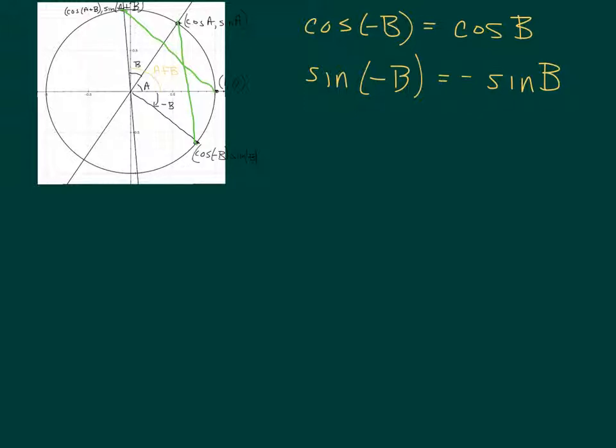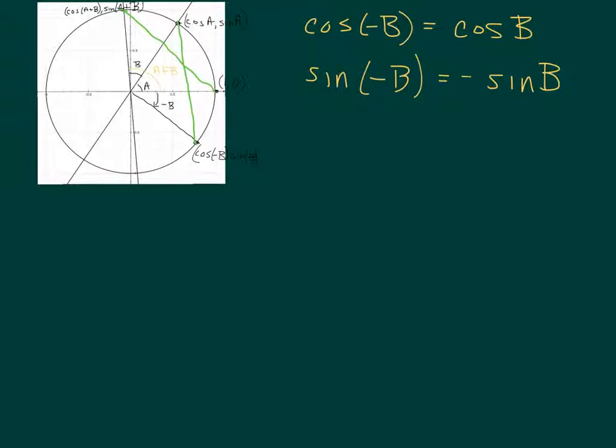So that's the basic premise we have to work with here, that the chords that I have drawn in green here must be of equal length. So we can use the distance formula to set the lengths of these two chords equal to each other, and that's our next step.